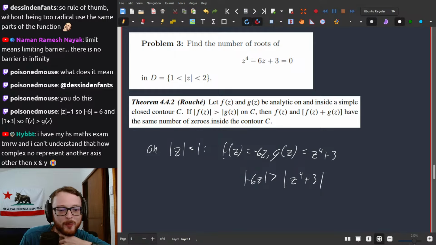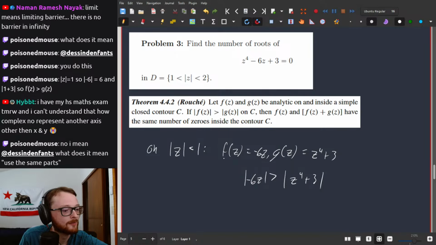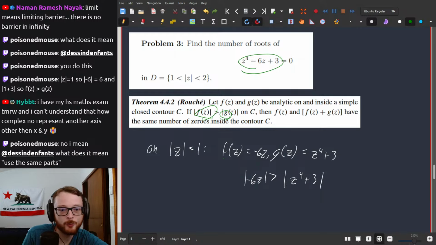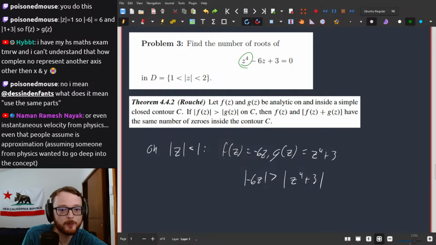Yeah, I'm trying to think about values close to 0 also, but it should still check out there. Descent means that when choosing f and g, use parts of the function. Don't invent your own f and g. Just choose pieces.